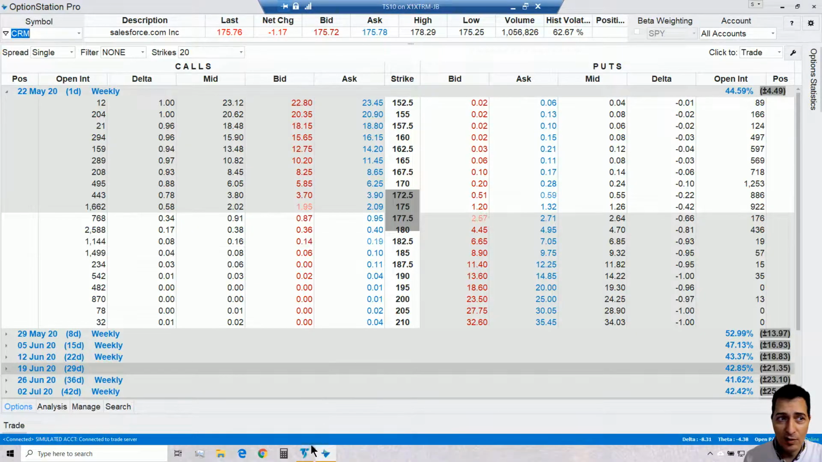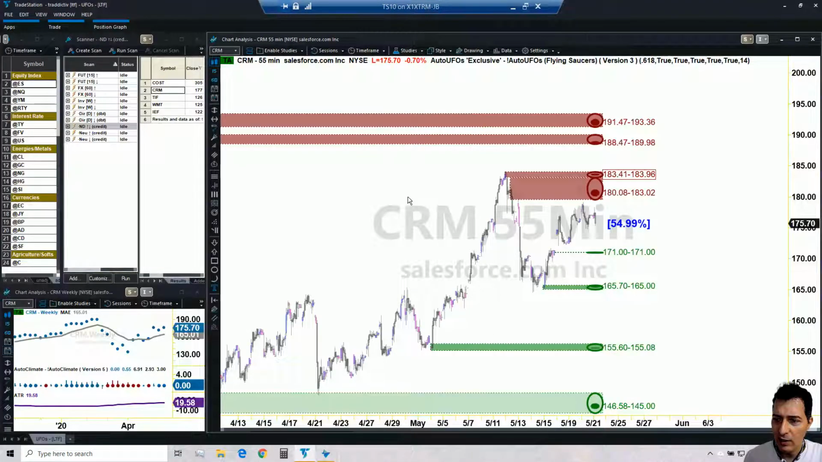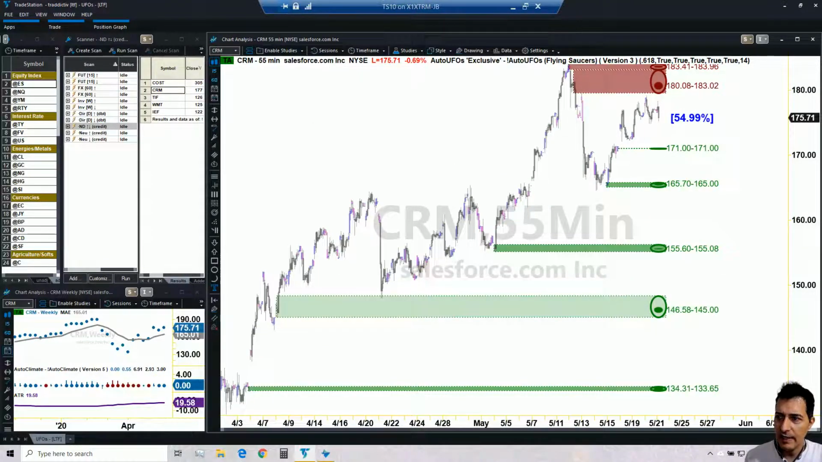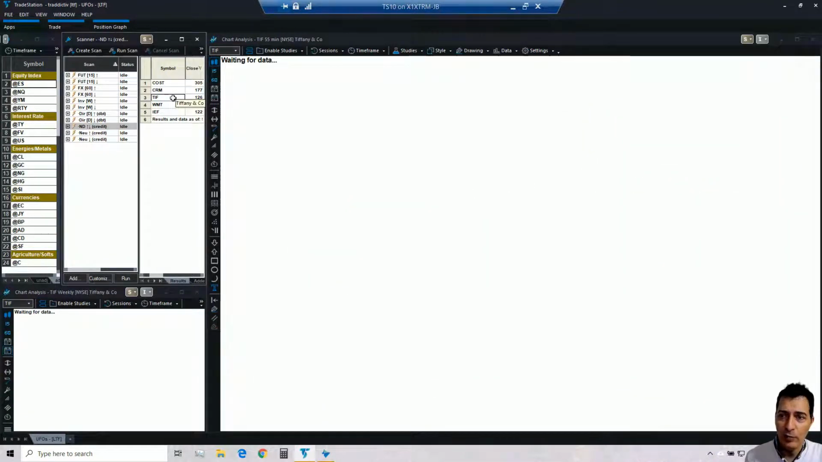Because those red UFOs were quite close, but I guess the stock has not been behaving too volatile in recent times, and therefore the premiums built in are not that amazing. So the expectation is not that much. So then what do we do? We move into Tiffany's.